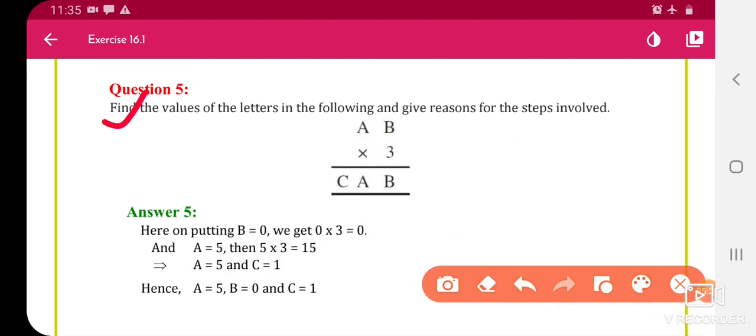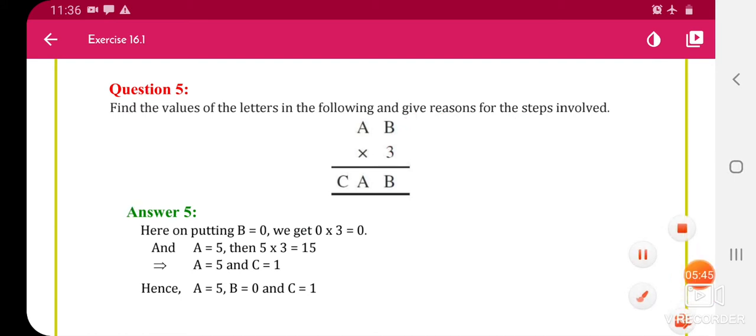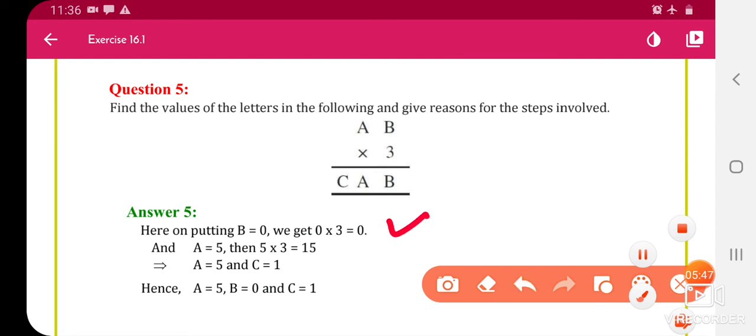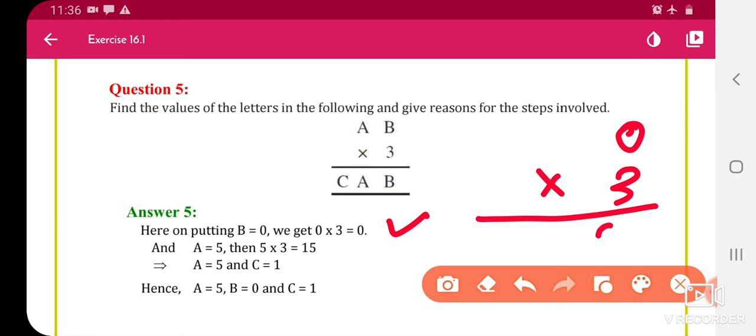Next question is the multiplication, and we have to find the value of A, B, C also. So which value can we put here? A multiplication by 3 also gives the answer with this same value. So when we put here 0, so 3 and 0 is 0. Okay, so we can see here I am putting B equal 0. So we get 0 into 3. So we have to put here 0. So here also 0. After that A equal 5.